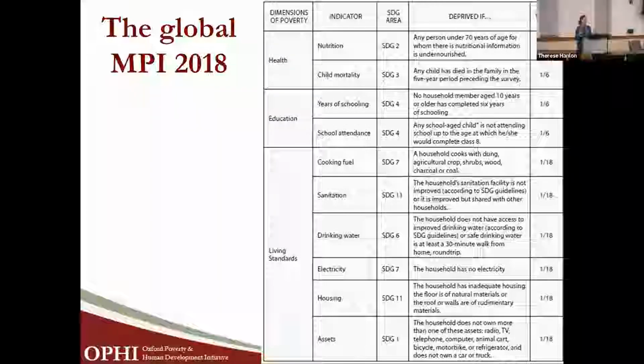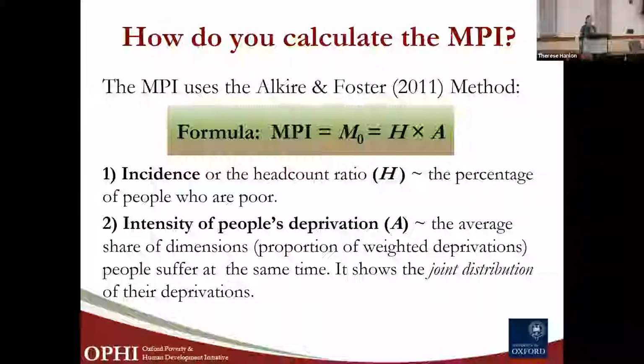We report cutoffs of 1%, 20%, 40%, 50%. So there are many tests that I'll go into later. But that's the definition of who is poor.